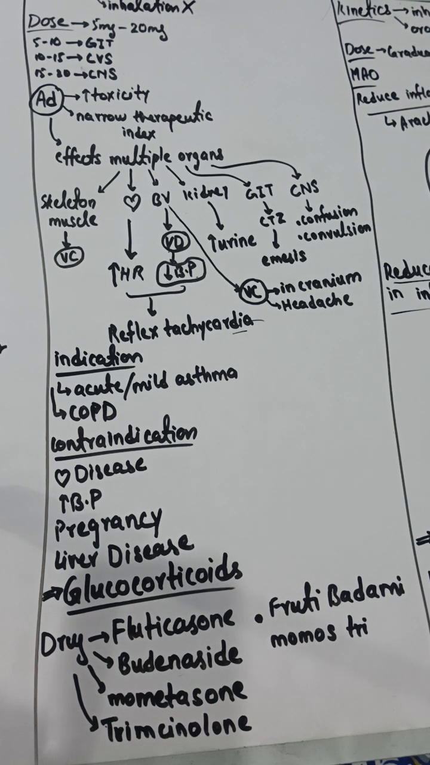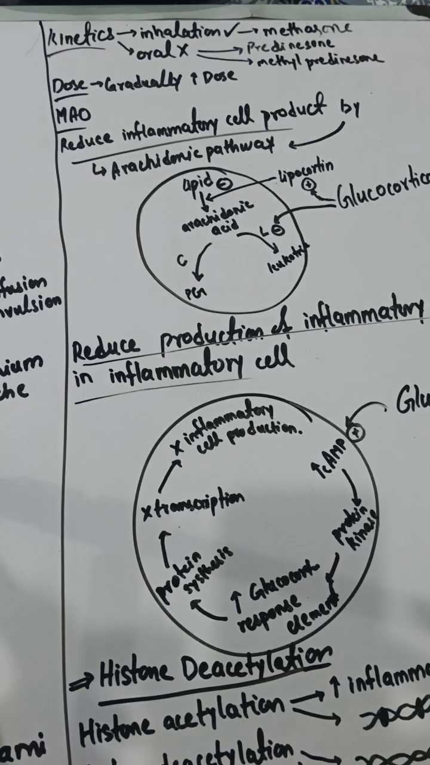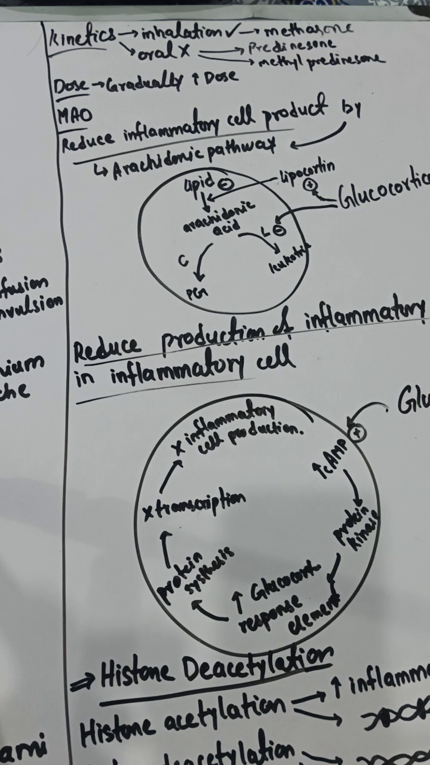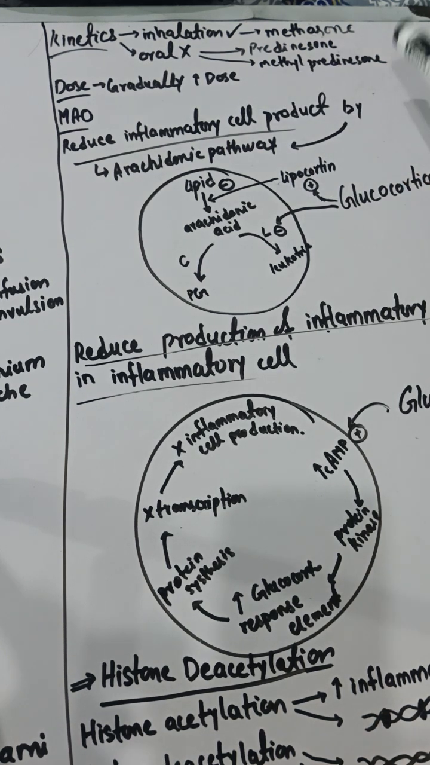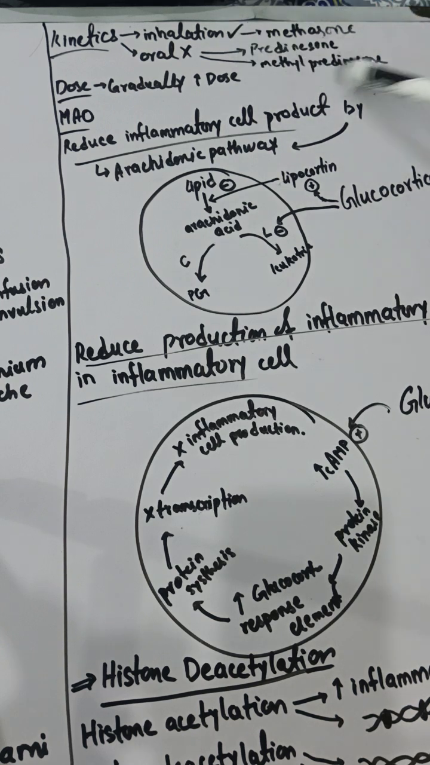So this is the order you give for the glucocorticoids: fruity, fluticasone; badami, budesonide; momo, mometasone; and tri, triamcinolone. Let's discuss their kinetics and their dose. They are used for inhalation. For inhalation, these drugs are given. These are very popular drugs, so if you remember them, focus on them.